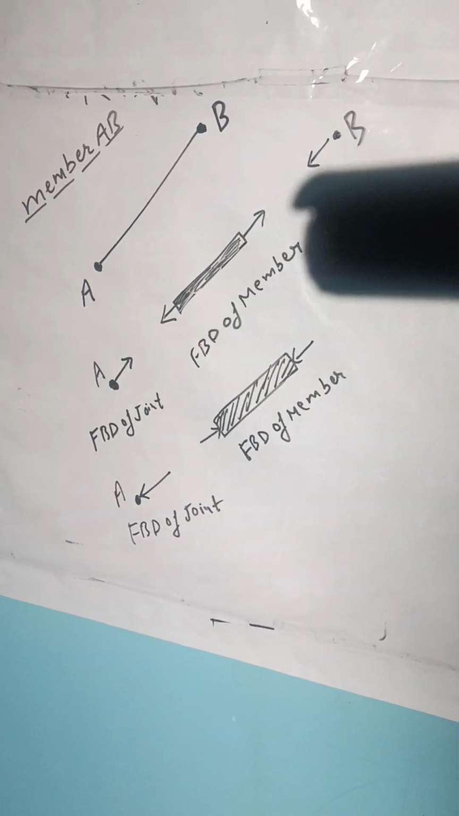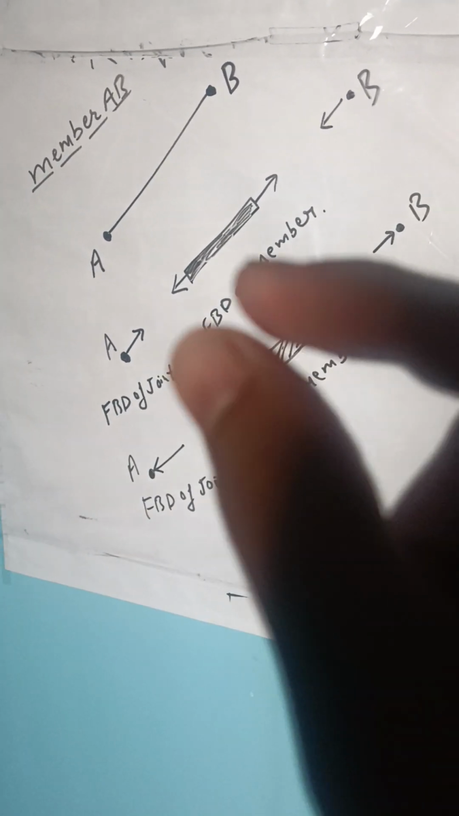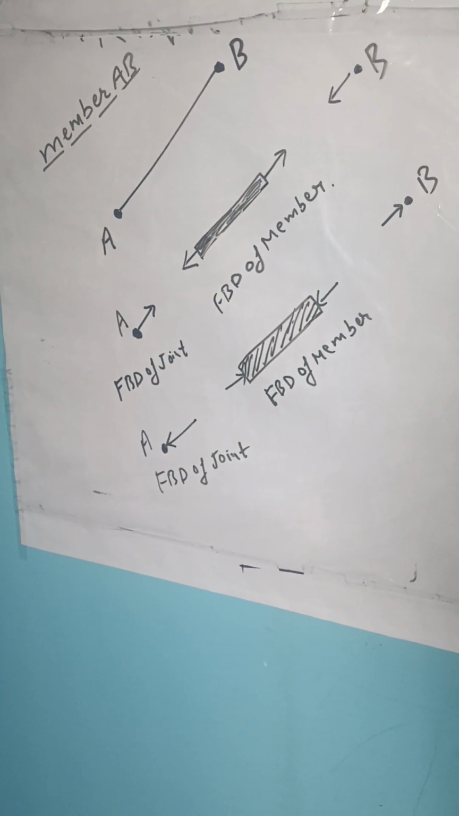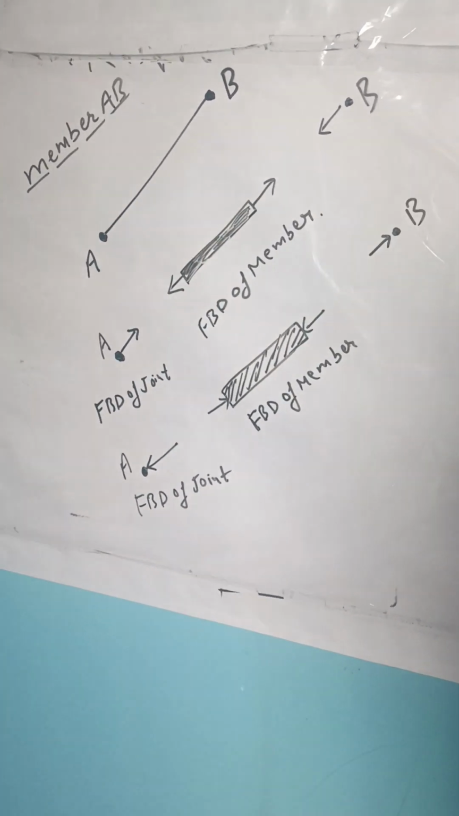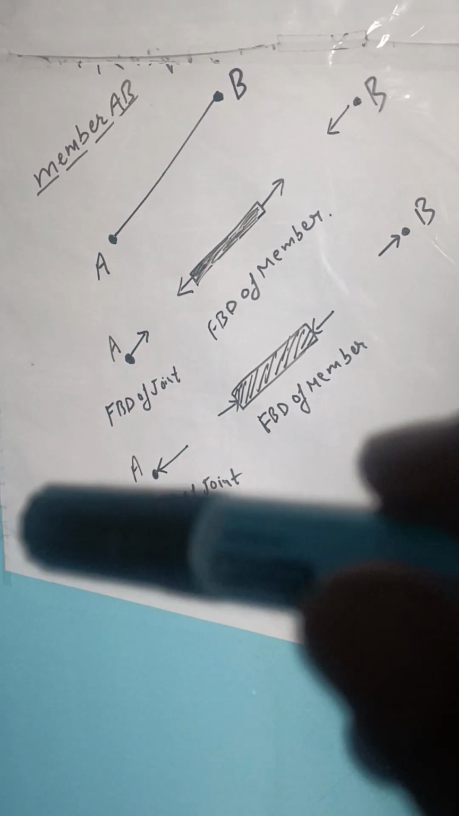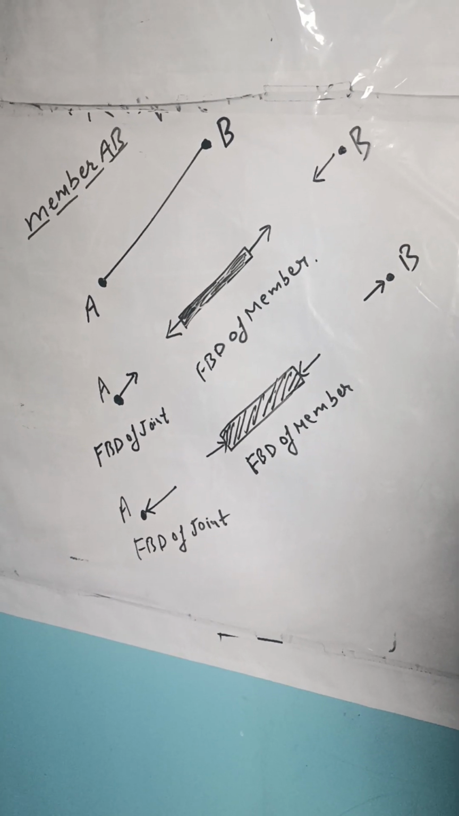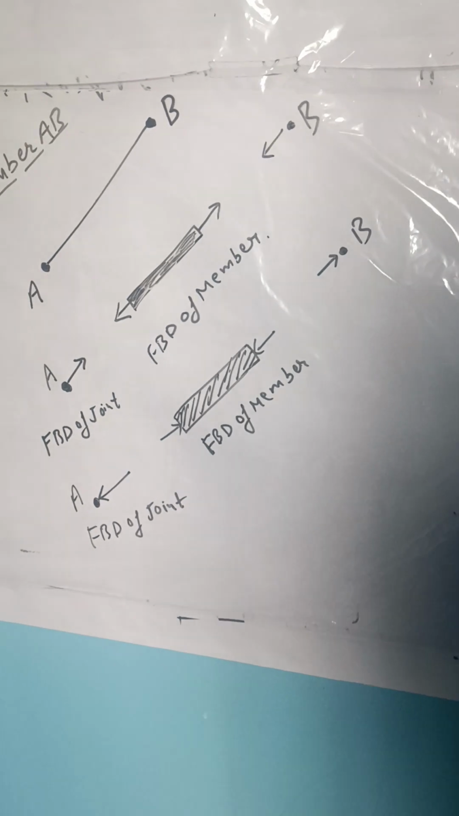Why? Because the member is pulling joint A, so it will also pull joint B. I told you, in reaction B will also pull A. So this is the FBD of the member, and in the FBD of the joint the force will be away from the joint. In B also the force will be away from the joint. So in a particular question, if one member is in tension, then the nature of the force at the two joints which it connects will be away from the joint, and vice versa.